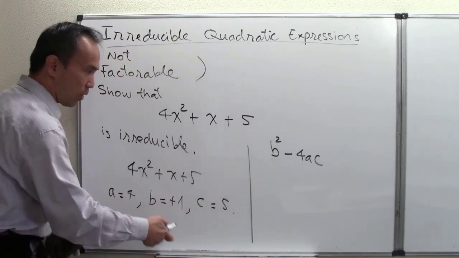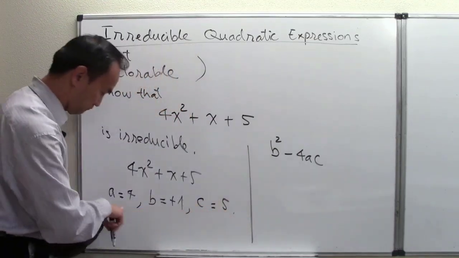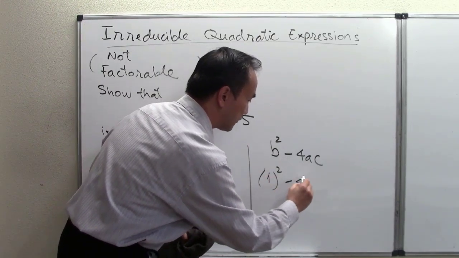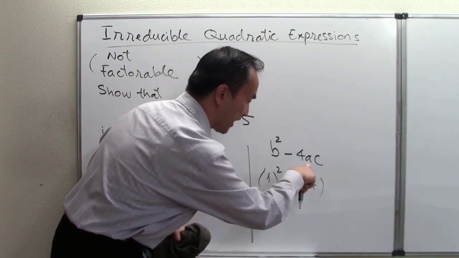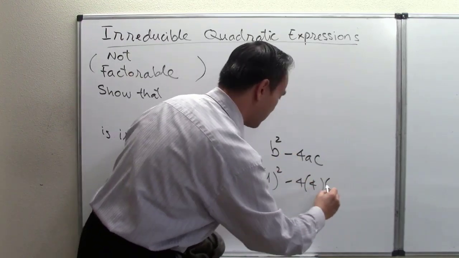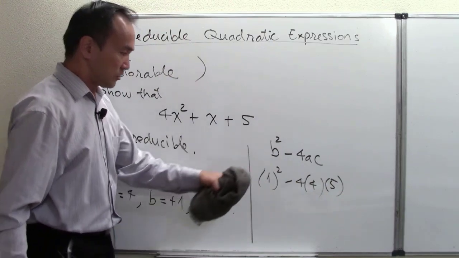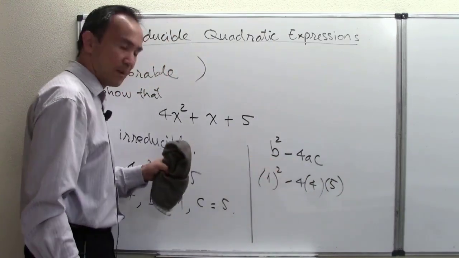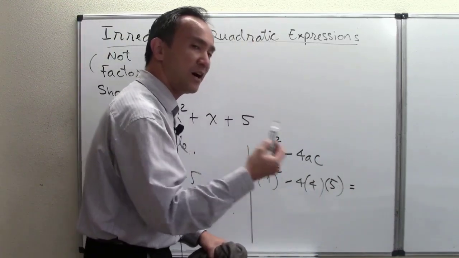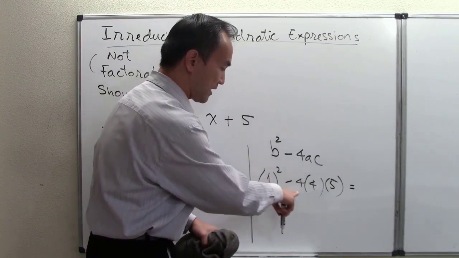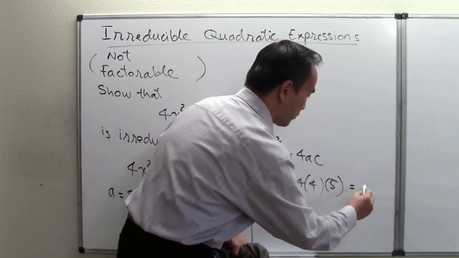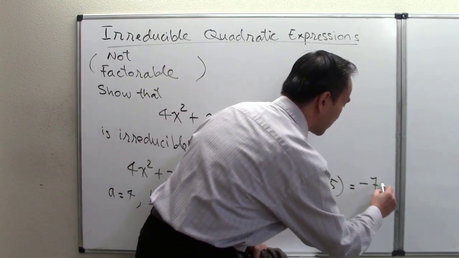So b equals 1, so b squared, we're just simply substituting these values. So positive 1 all squared minus 4 times 4. This is the value for a. This 4 is part of the formula, and then times c being positive 5 in our case. So applying this b squared minus 4ac expression to our particular quadratic expression, we come out to the following final value. It's 1 minus 80. So we have 1 minus 80, negative 79.